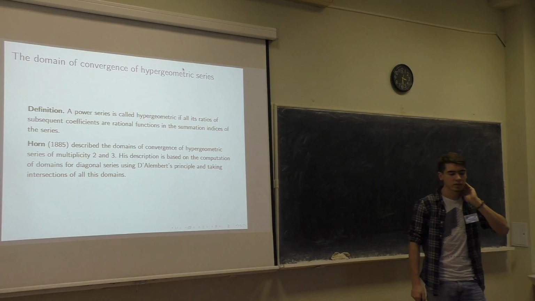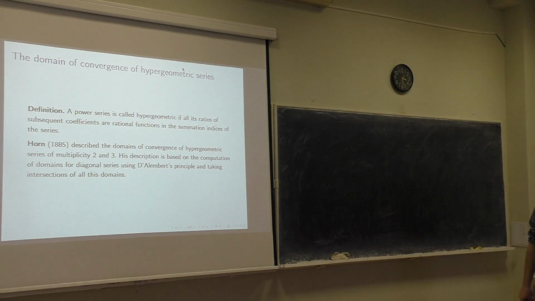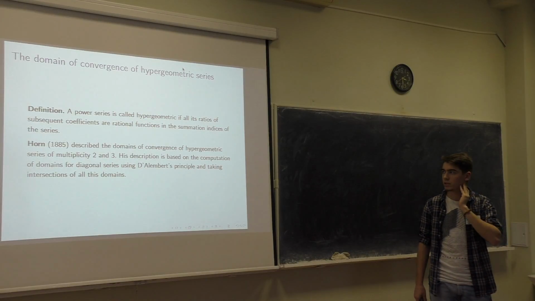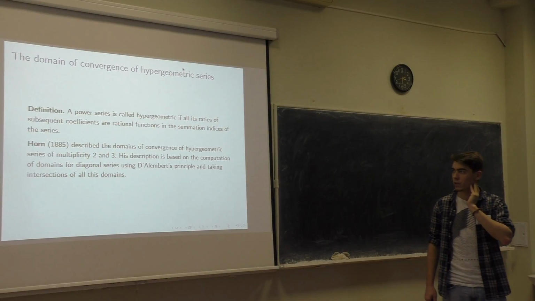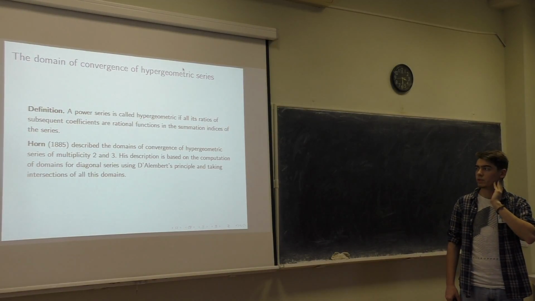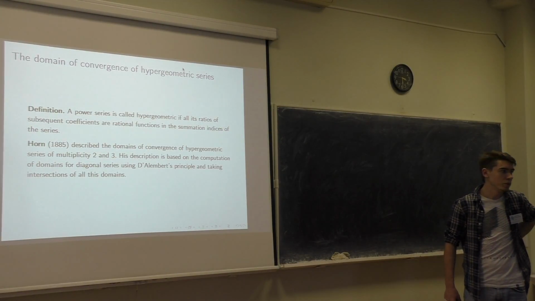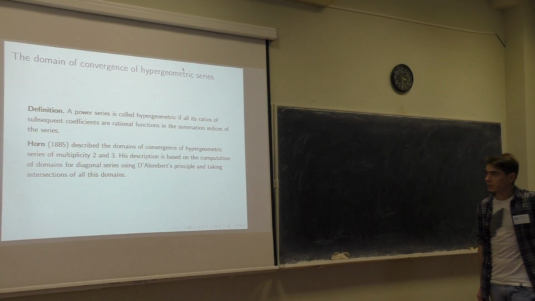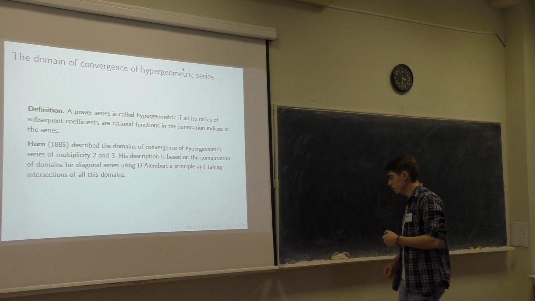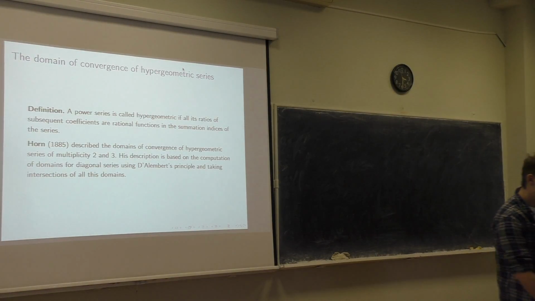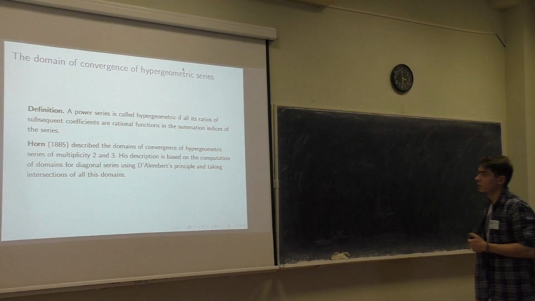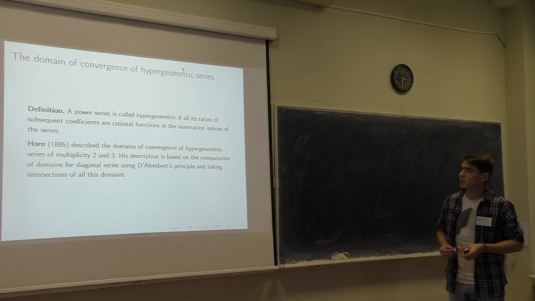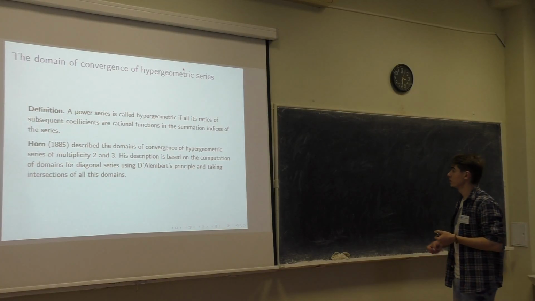And as for the domain of convergence, there were some attempts to describe it. And first I should start from the Horn result. He obtained it in 1885. He described the domains of convergence for a hypergeometrical series of multiplicity 2 and 3. By hypergeometrical series, he meant the power series for which all ratios of subsequent coefficients are rational functions.